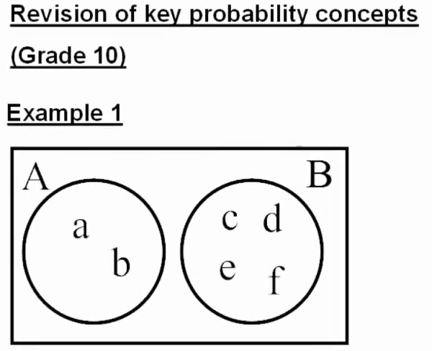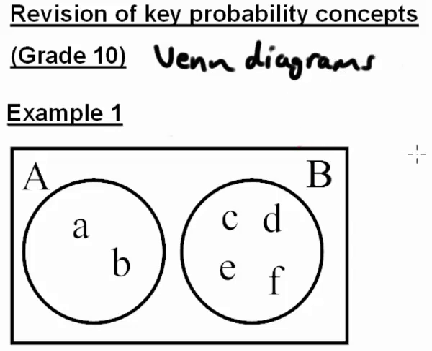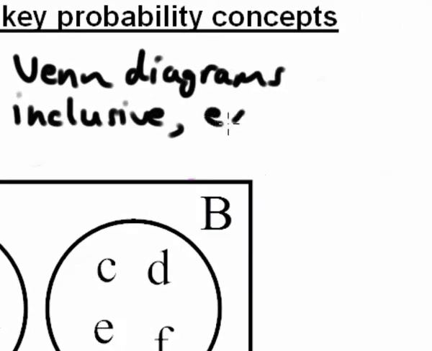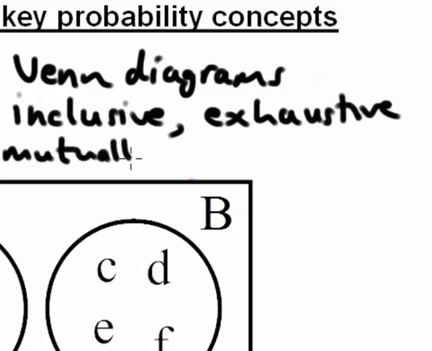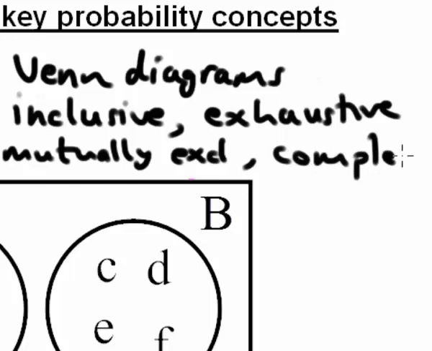In this lesson, we're going to be revising the key probability concepts from grade 10. In grade 10, you studied Venn diagrams, and you focused on very important words such as inclusive. You looked at exhaustive, mutually exclusive, and also complementary. These are key concepts in grade 10, and they relate to Venn diagrams.